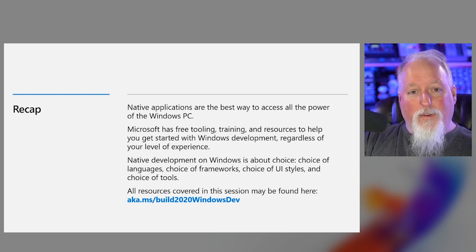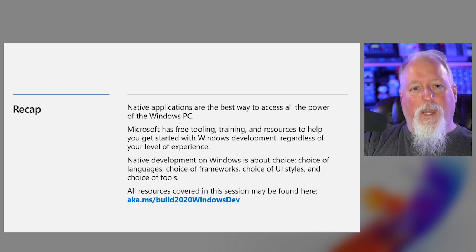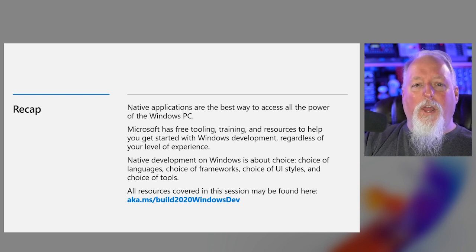You can pick different languages, so you can build everything that you'd want in C++ if that's your thing. You can build in C# or Visual Basic. You can build certain types of applications in JavaScript using things like React Native, which automatically compile down to UWP. We have a lot of choices there.